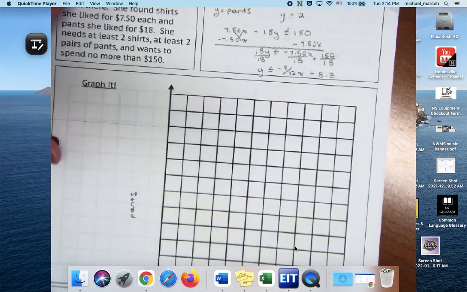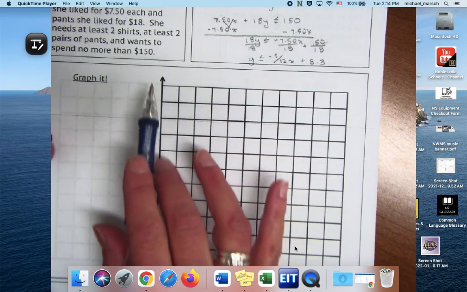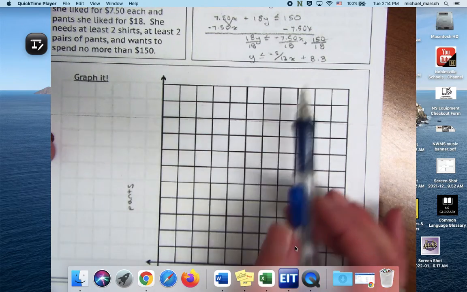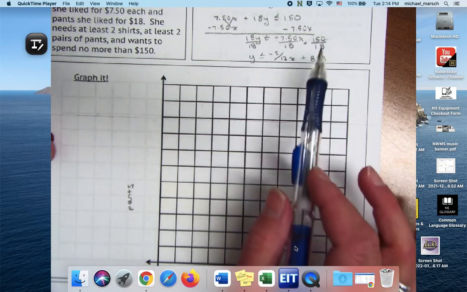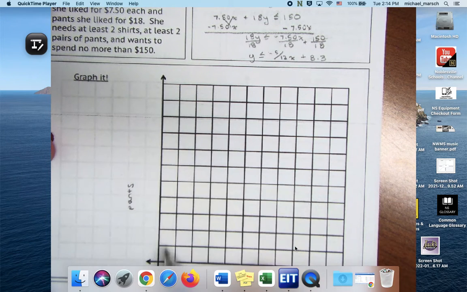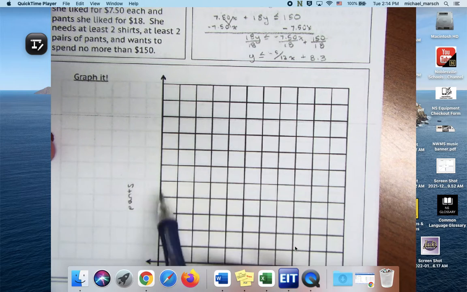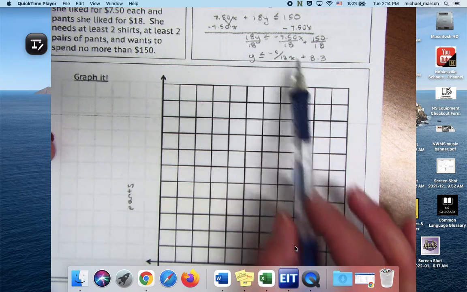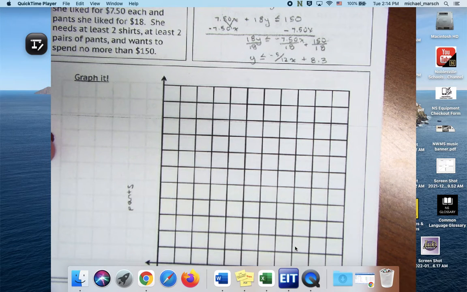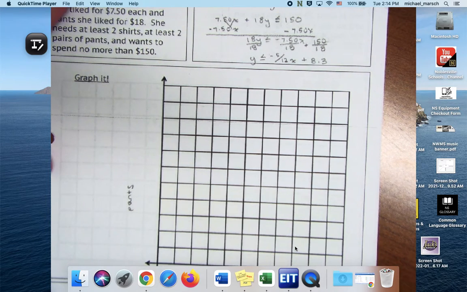So now we need to decide what we want our increments to be down here. We have 8.3, which isn't too terrible, we could go by ones, but look at my slope. I have to be able to go over at least 12. Am I going to be able to go over at least 12 if I stick with single digit increments? Nope. So I'm going to go by twos.